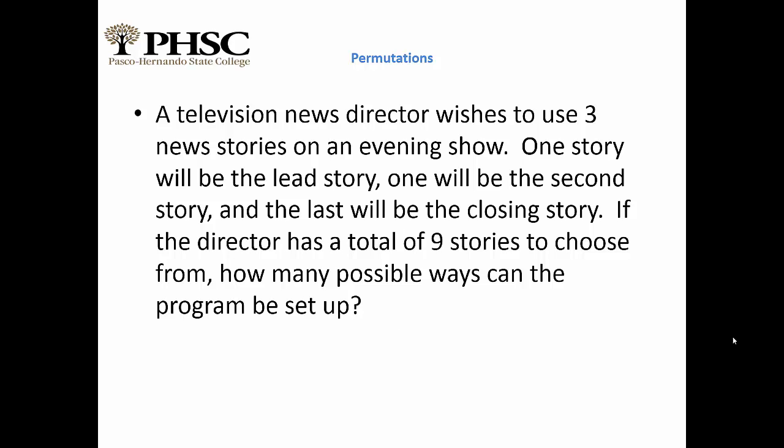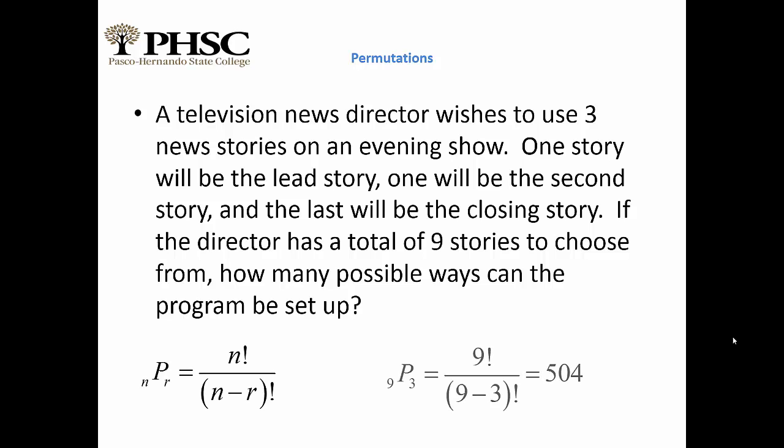The next example of a permutation. A television news director wishes to use 3 news stories on the evening show. One story will be a lead story, one will be the second story, and then the last one will be the closing story. If the director has a total of 9 stories to choose from, how many possible ways can the program be set up? So again, here's the formula. It's going to be 9 factorial divided by 9 minus 3 factorial. So it's 504 possibilities.